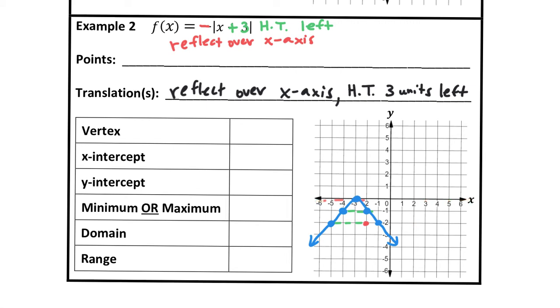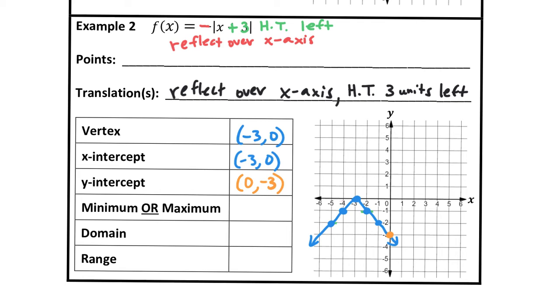And now that I have everything, I'm just going to keep the blue graph and kind of talk about the characteristics of it. So first one is, what is the vertex? It's right there. It's at -3, 0. Does it have an x-intercept? Yes, at -3, 0. Does it have a y-intercept? Yes. Let me pick a different color for that y-intercept. Right there, it's at 0, -3.